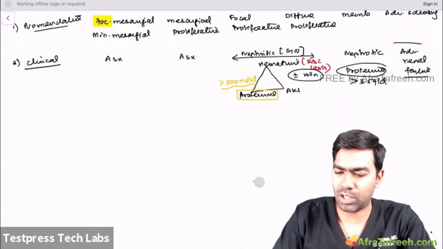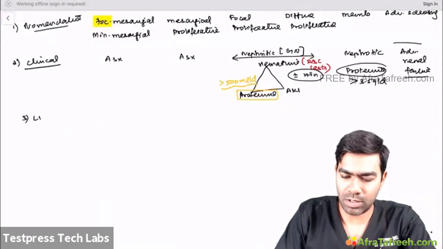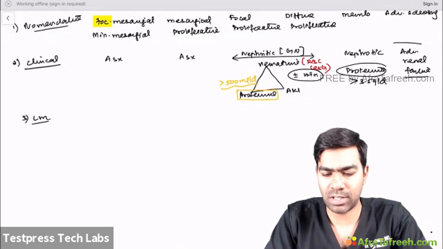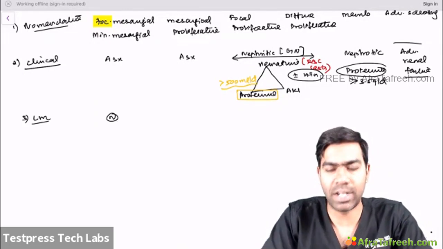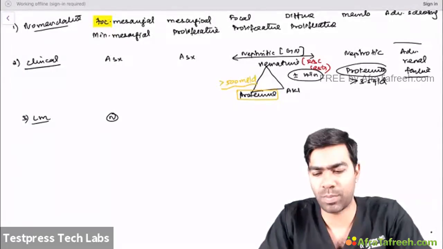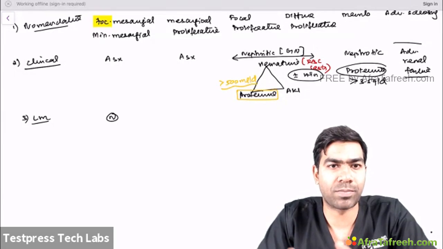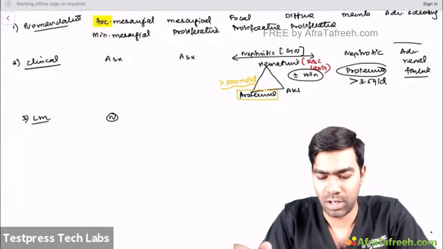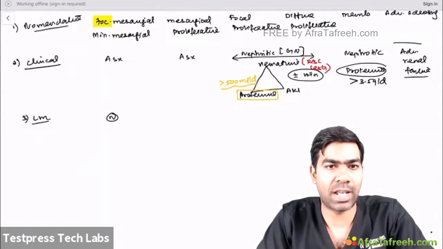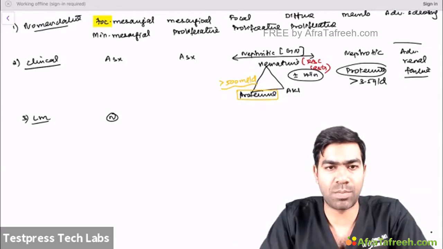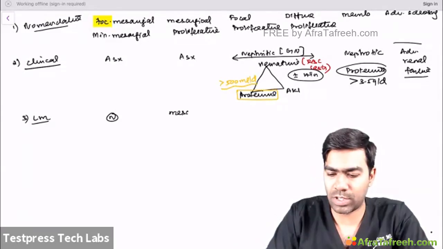And what will be the picture on light microscopy? Number 3. What are the findings you will see on light microscopy? As far as the light microscopic features are concerned, class 1 will have a completely normal light microscopy, which means only if you do some electron microscopy or some immunofluorescence testing, you will be able to find out this particular class 1 lupus nephritis. But as far as class 2 is concerned, they'll be having this kind of mesangial proliferation. That's why it's called mesangial proliferative. So you can see that mesangial proliferation in class 2.